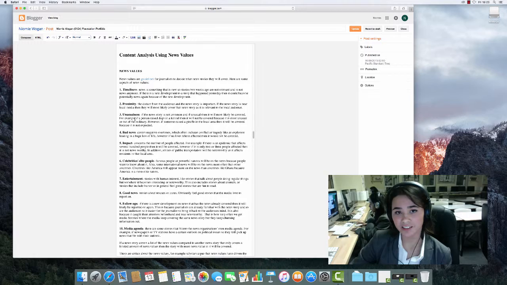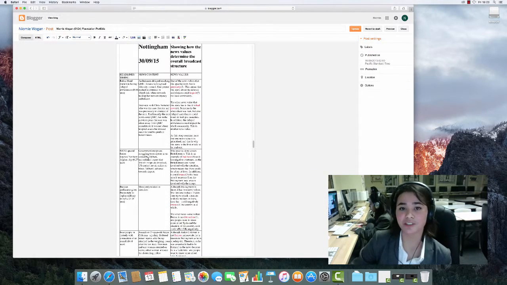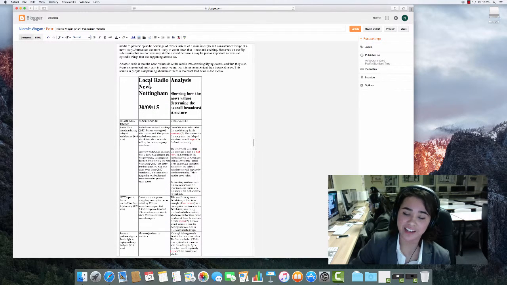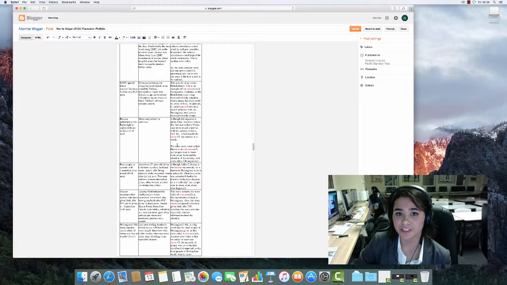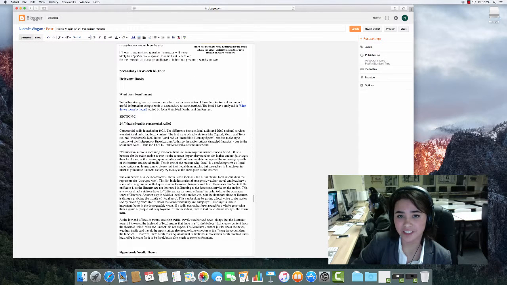Overall, there are 10 different news values, and news values help determine what is prioritized during a local news radio show. For example, I have decided to analyze BBC Radio Nottingham for its news values. I picked out the different headlines, analyzed it for its news values, and found out that the first headline has the most amount of news values because it is prioritized, while other news stories may have only one or two, therefore it's less important. My final secondary research method that I used was reading a relevant book.